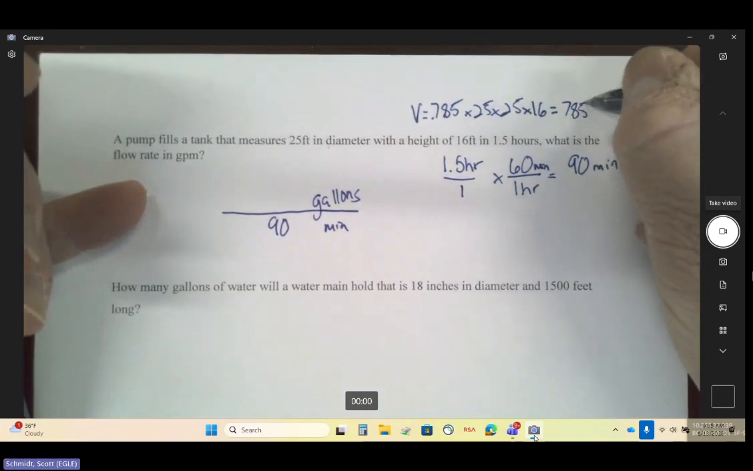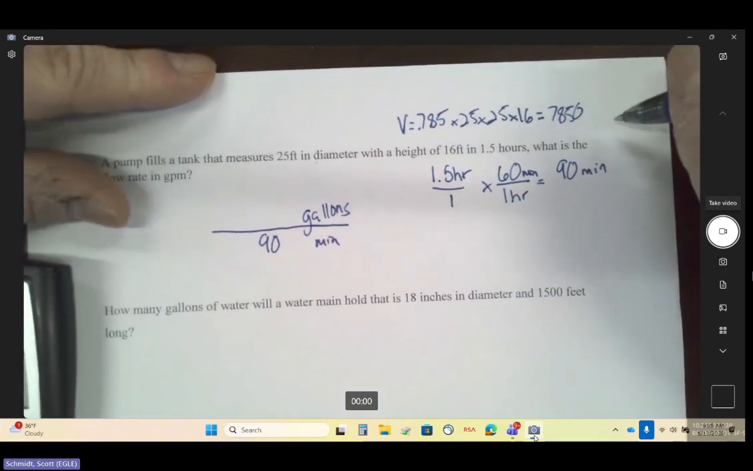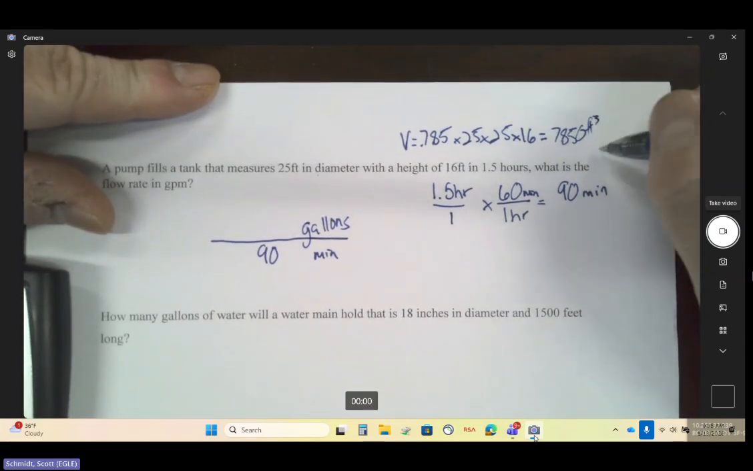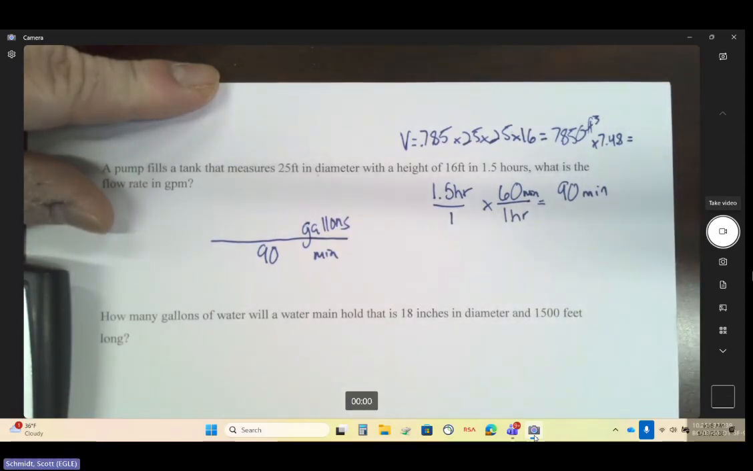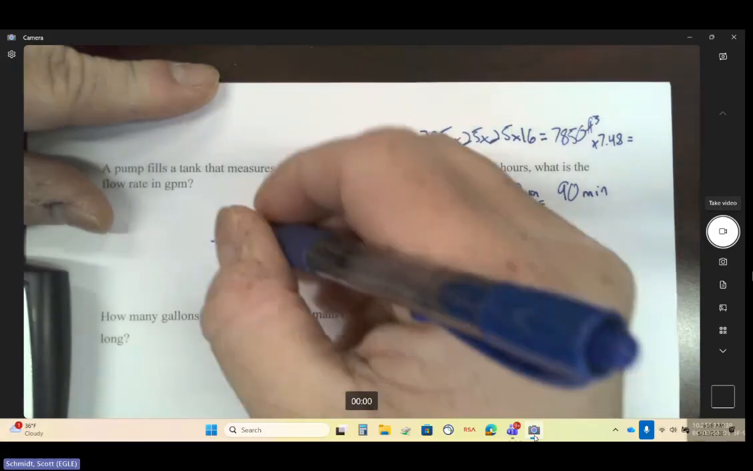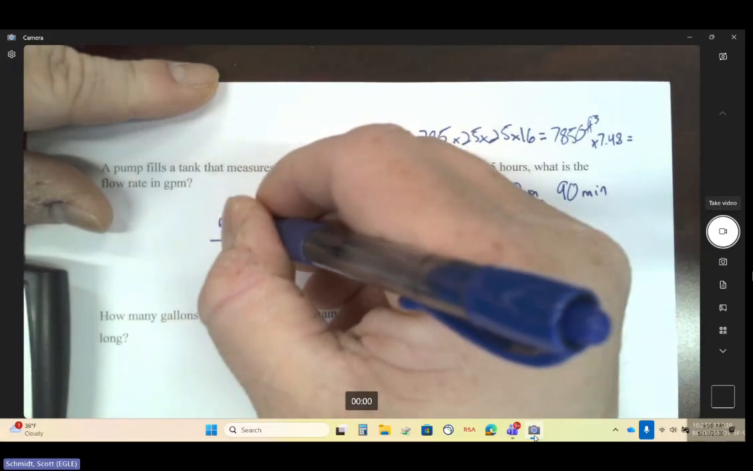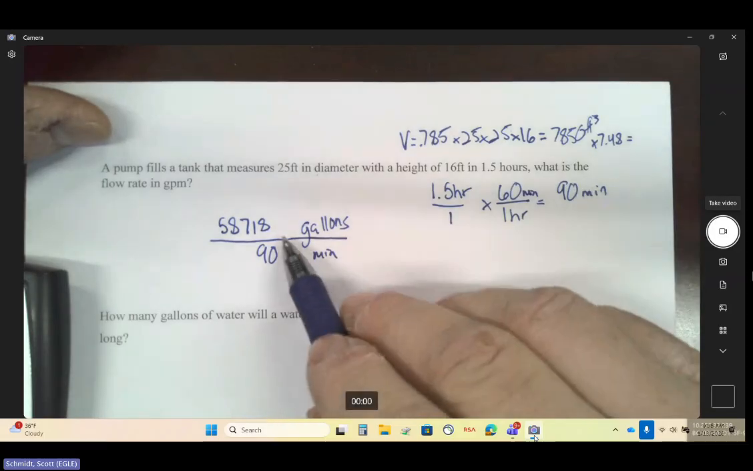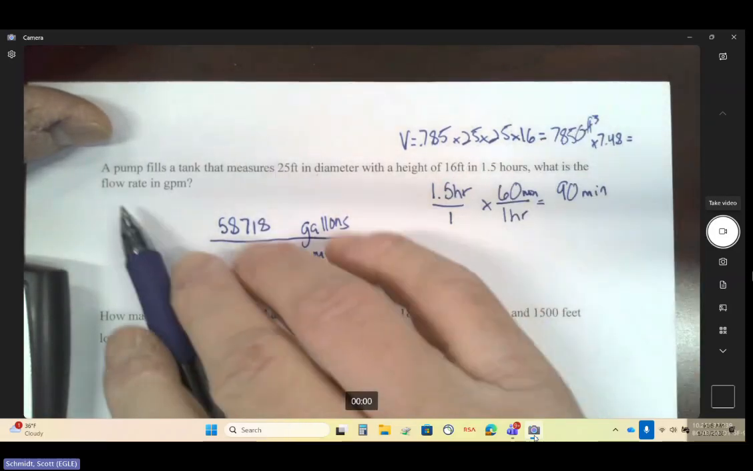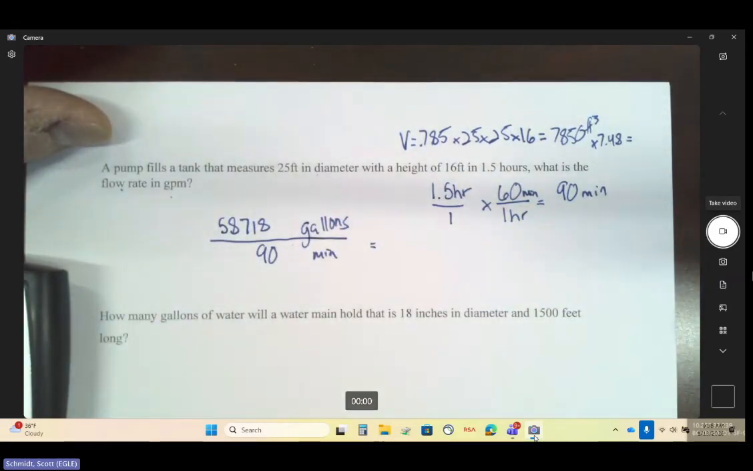So this is my cubic feet, 7,850 cubic feet. Well, how do I get it to gallons? Multiply by 7.48. And I'm going to put that number here, 58,718 gallons. So now that I know my gallons and my minutes, what do I do to figure out the flow rate, gallons per minute? You have to divide them.